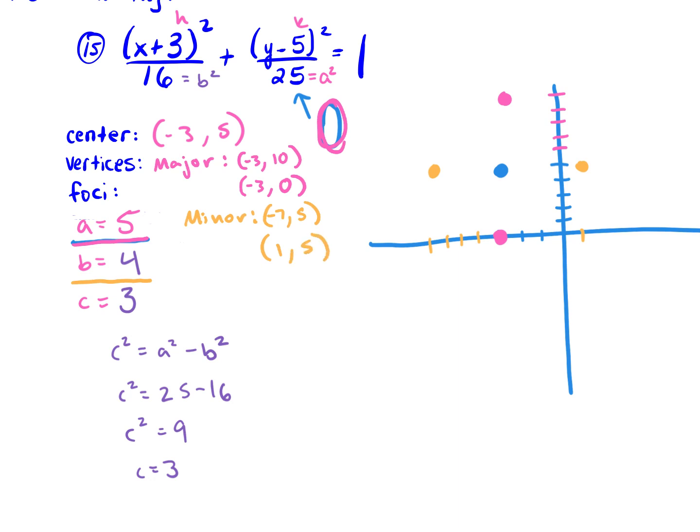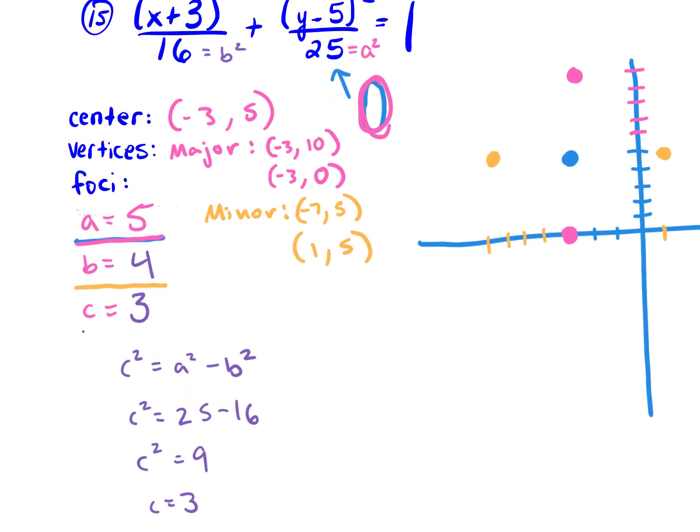Last thing we have to do is find the foci. So foci, we know, is the center. The distance from the center to the foci is 3. Do my foci go up and down, or are they going to be left and right? Up and down, because your foci are always on the major. Foci are always on the major axis. So from the center, I go up 3, and I'll go down 3.